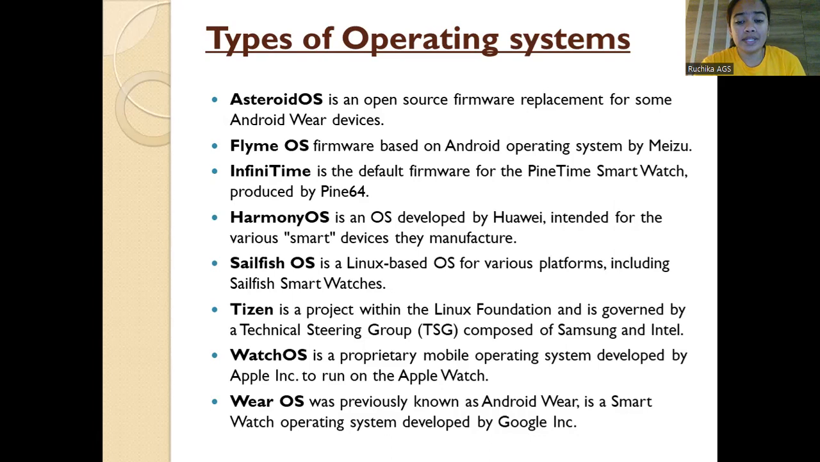Harmony OS is an operating system developed by Huawei, intended for the various smart devices they manufacture. Sailfish OS is a Linux based operating system for various platforms, including Sailfish smartwatches. And Tizen OS is a project within the Linux Foundation and is governed by a technical group composed of Samsung and Intel. watchOS is a proprietary mobile operating system developed by Apple, based on iOS.